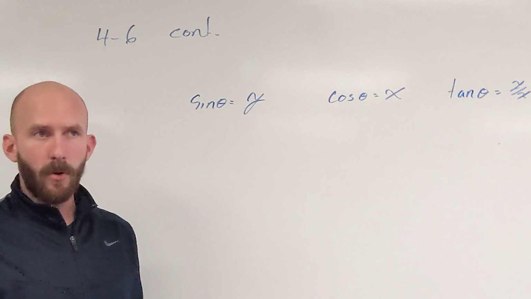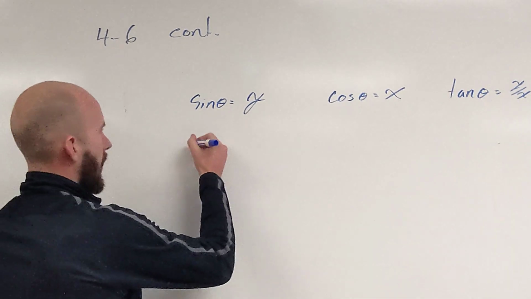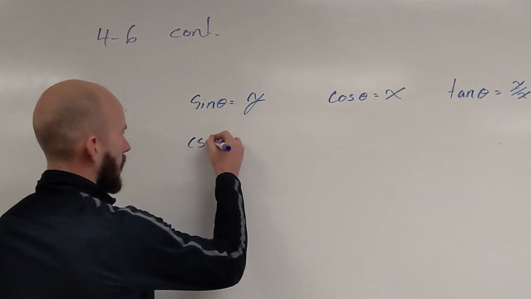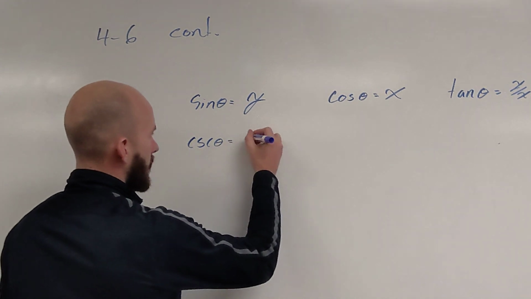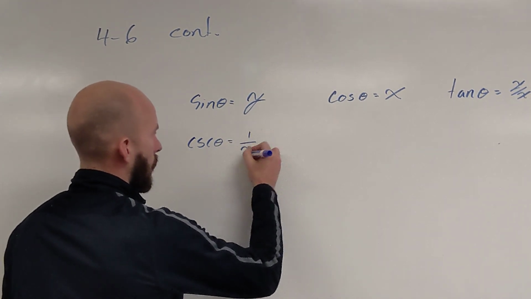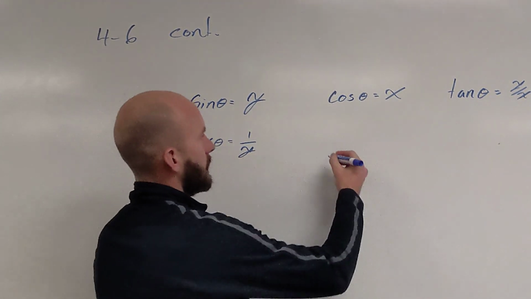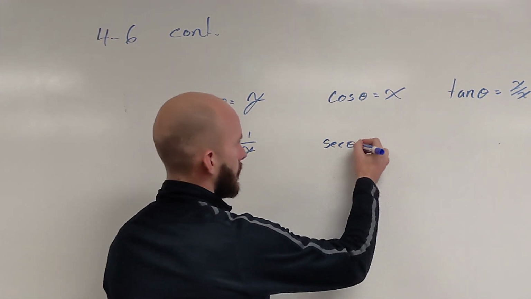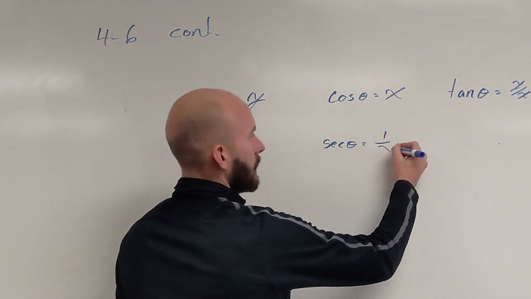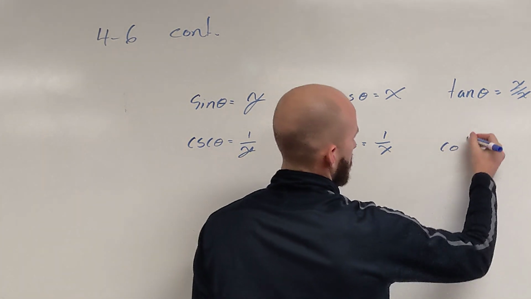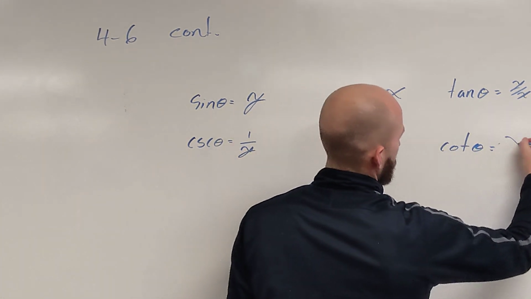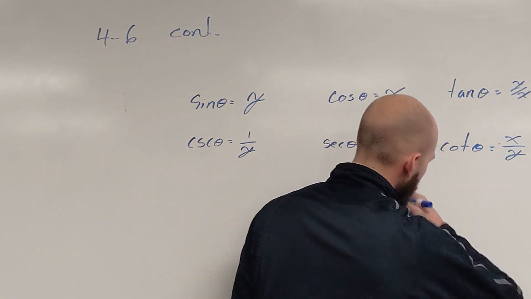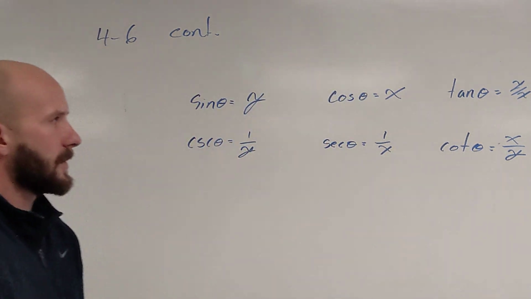And then the reciprocal trig functions. We have sine, it goes with cosecant. And that's going to be 1 over the y value. And then cotangent is x over y.